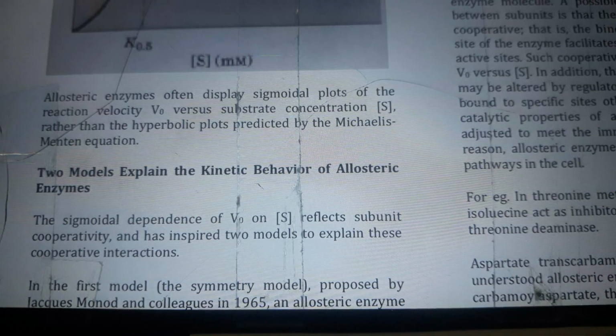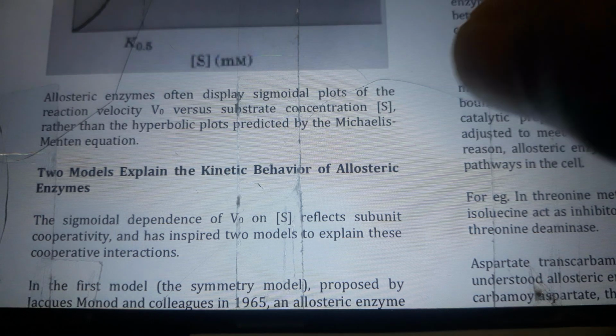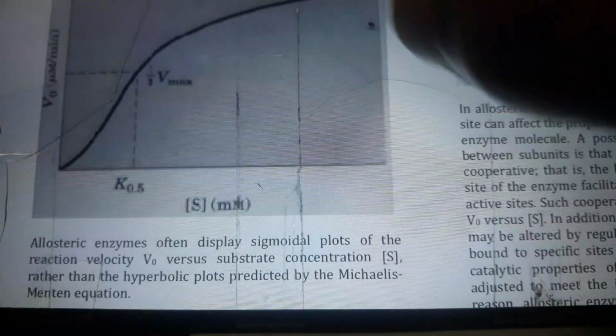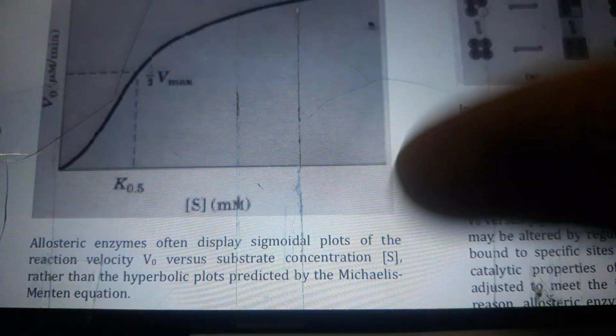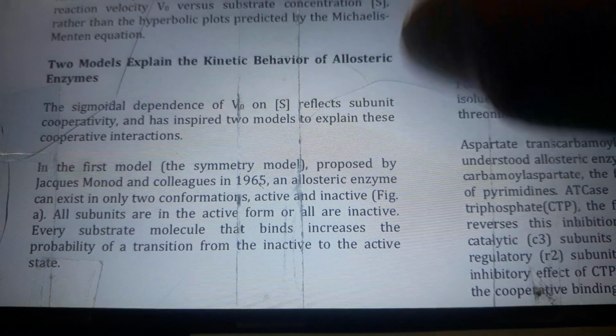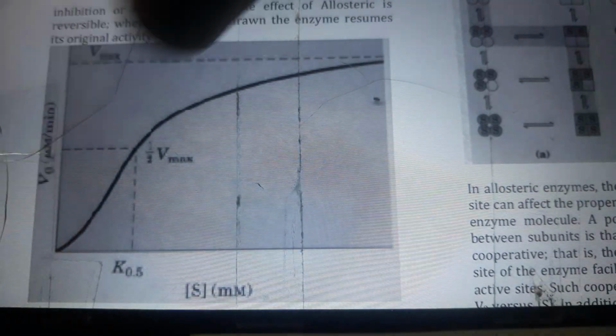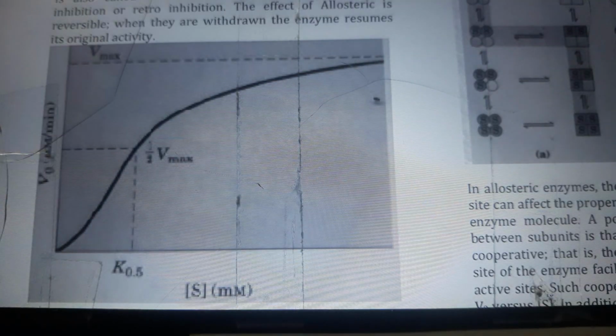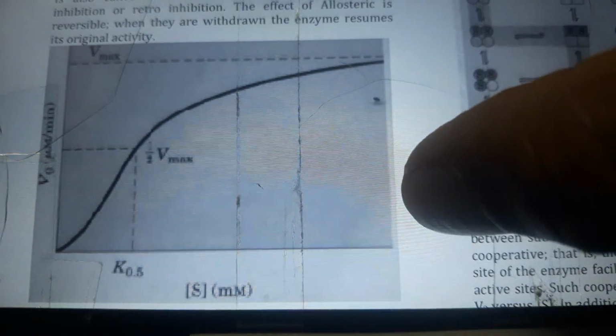Allosteric enzymes often display sigmoidal plots of the reaction velocity V0 versus substrate concentration S, rather than the hyperbolic plots predicted by the Michaelis-Menten equation. Have a look at this and you'll get to know that. Right? The sigmoid curve. A hyperbola is just a full curve going way up. I hope you got that part. Here it goes down and then up, so that's a sigmoid curve. Right?